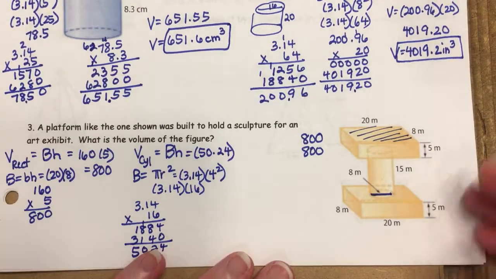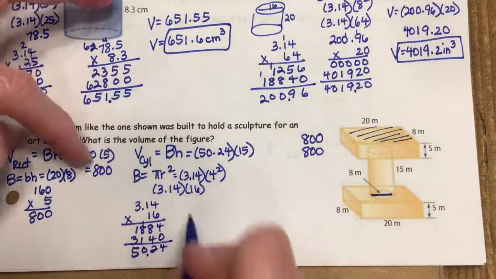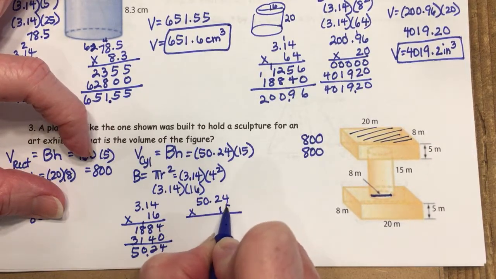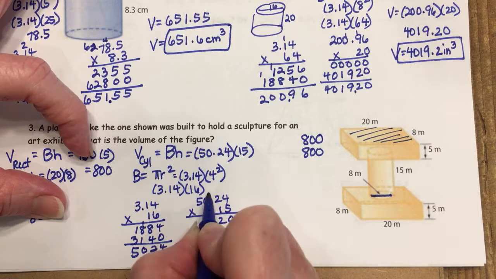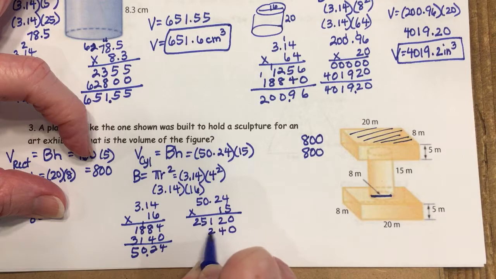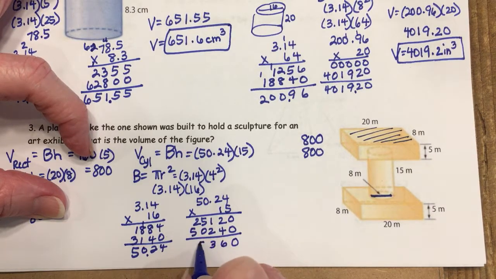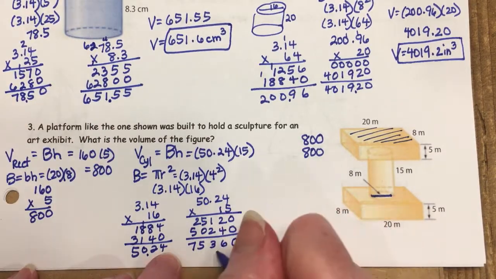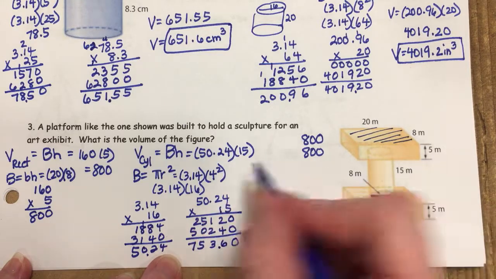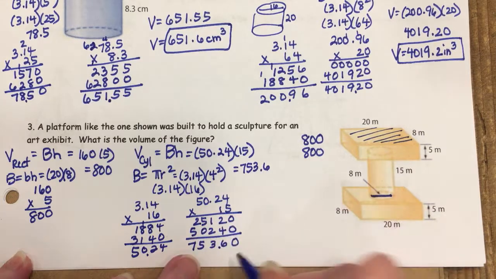And then the height of the cylinder is this part right here. That would be 15. So now I have to do that part. 50.24 times 15. Start with a 0. And then add those up. And there are 2 decimals here, so 2 decimals here. All right, so that is the volume of the cylinder, 753.6. I can drop the 0.